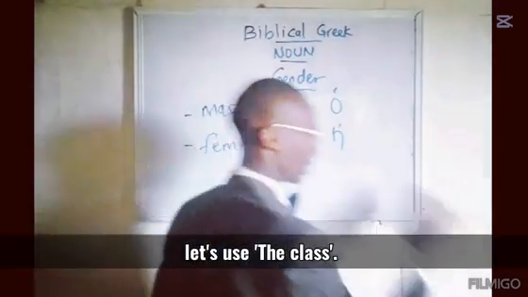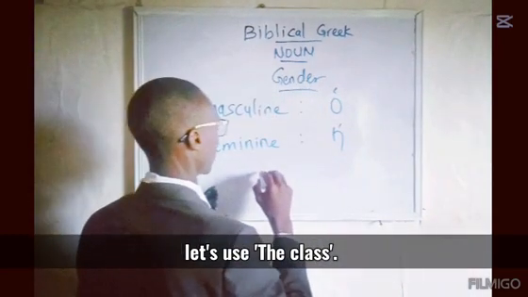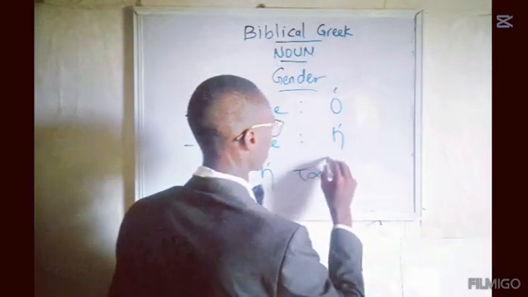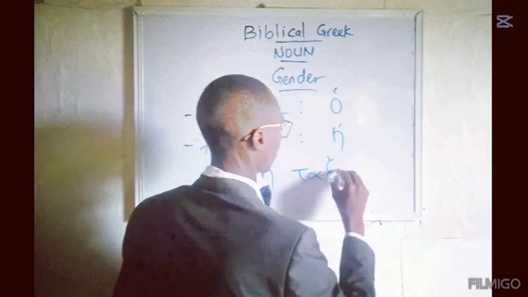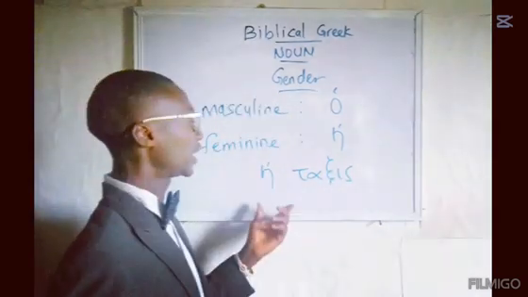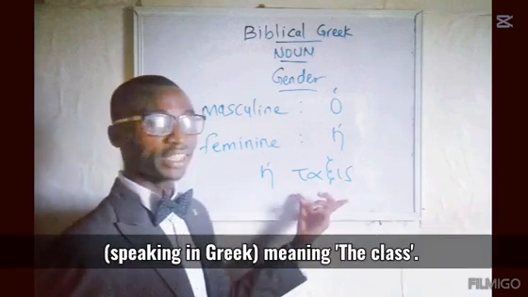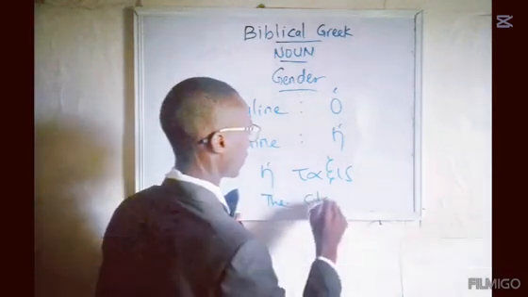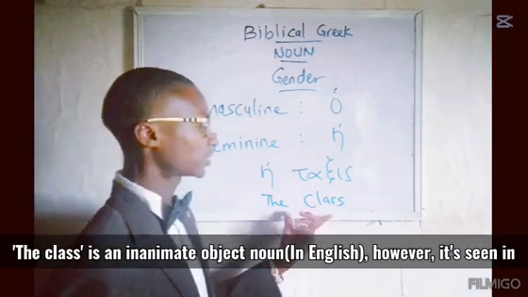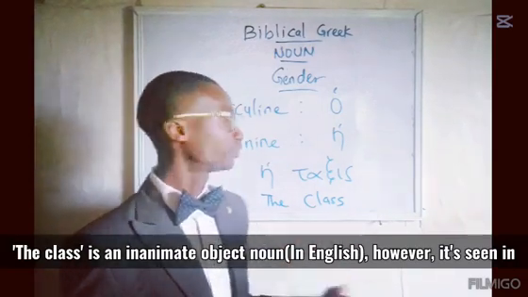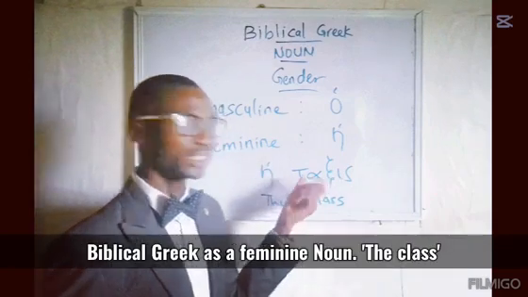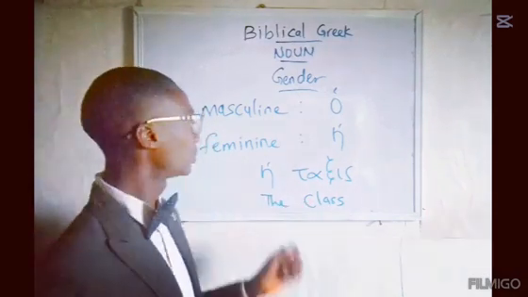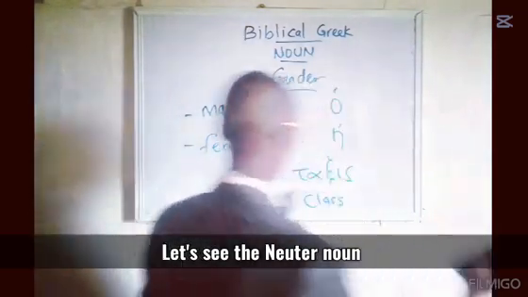So we have another one. Let's use the class. The class is hē taxis. And it means the class. Now, the class is an inanimate noun. However, in Biblical Greek, it is seen as a feminine noun. So, the class.